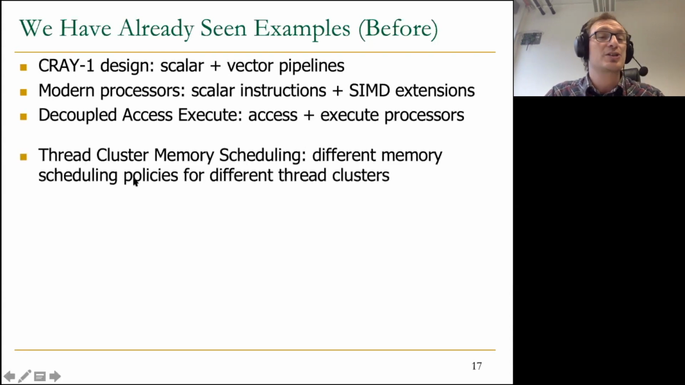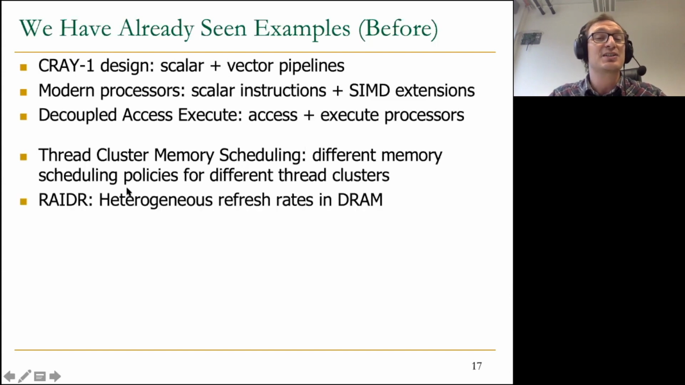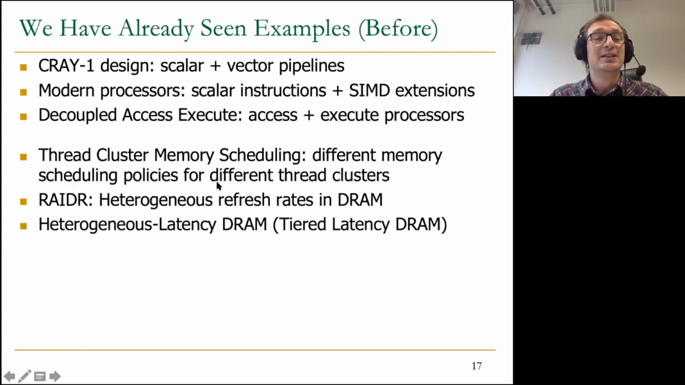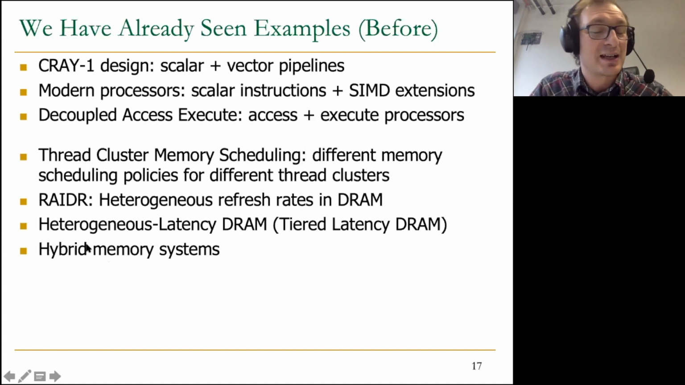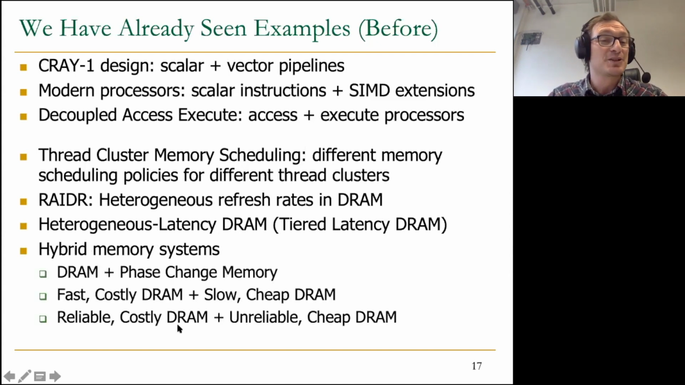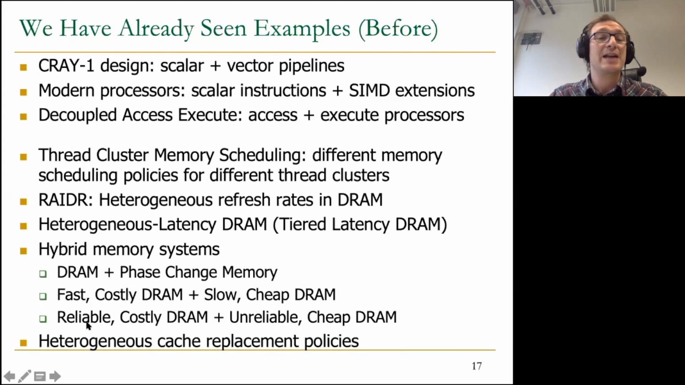We talked about in this course thread cluster memory scheduling, different memory scheduling policies for different thread clusters. And clearly this is an example of heterogeneous scheduling policy, asymmetry. We talked about heterogeneous refresh rates in DRAM, how to enable that, RAIDR. We talked about heterogeneous latency DRAM, hybrid memory systems. We just talked about it in a couple of lectures ago. And there are many different examples of this clearly that I think we covered all of them in some way. We did not talk about heterogeneous cache replacement policy, but I believe I alluded to it in some lectures. So you can have multiple replacement policies within a component. So these are examples from the compute part, and these are examples from the memory part. And clearly you can increase the set of examples. It's not meant to be a comprehensive list.